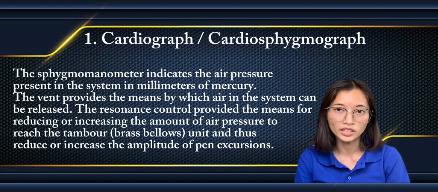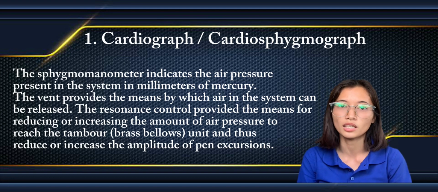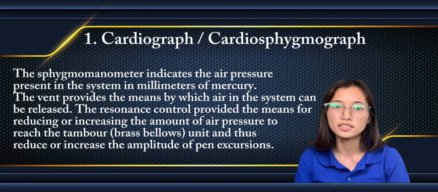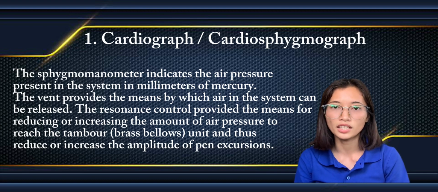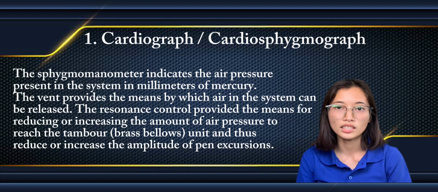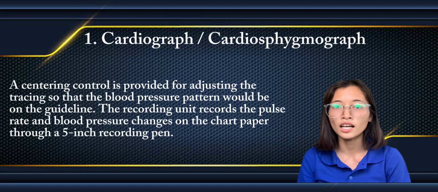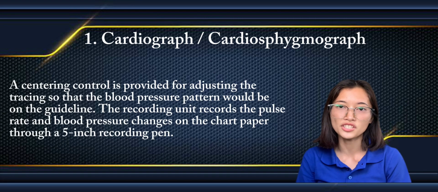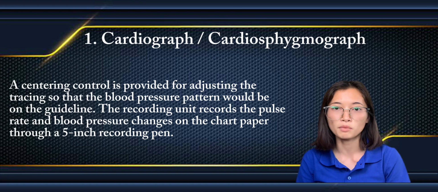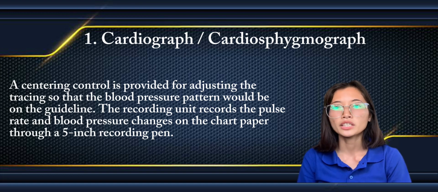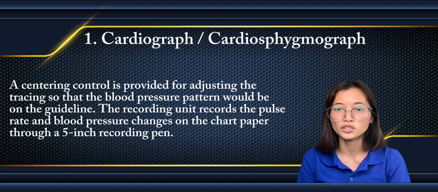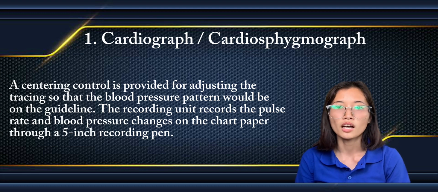The sphygmomanometer indicates the air pressure present in the system in millimeters of mercury. The vent provides the means by which air in the system can be released. The resonance control provides the means for reducing or increasing the amount of air pressure to reach the chamber unit and thus reduce or increase the amplitude of vent excursions. Centering control is provided for adjusting the tracing so that the blood pressure pattern would be on the guideline. The recording unit records the pulse rate and blood pressure changes on the chart paper through a 5-inch recording pen.